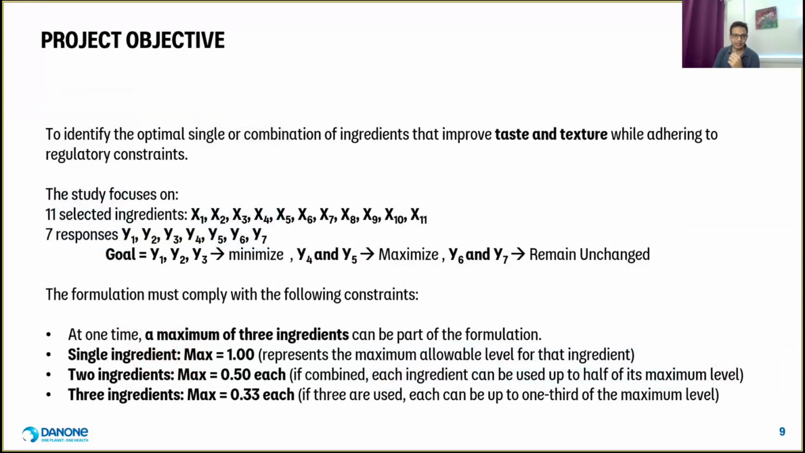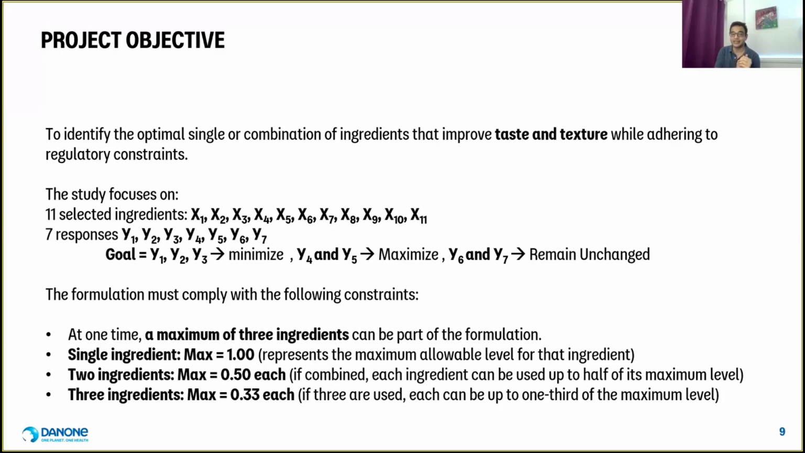So for this particular project, for which we used machine learning, sequential learning, and DOE together, we wanted to optimize taste and texture. And for this, we were looking at 11 different ingredients, and we wanted to find a combination of either single, double, or triplet, which enhances this taste and texture. And then we have 7 different goals. For 3 of them, response variables, we wanted to minimize, 2 of them we wanted to maximize, and the 2 rest of them we wanted to keep constant, so that even if we put these combinations of ingredients, it doesn't change these 2 particular molecules.